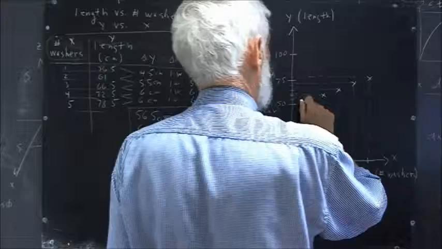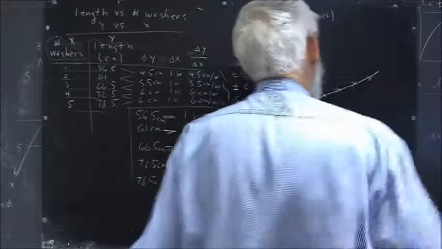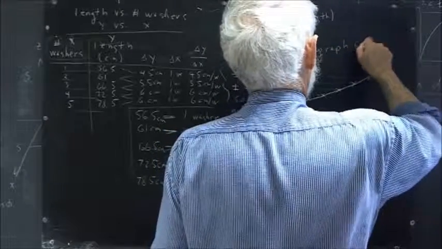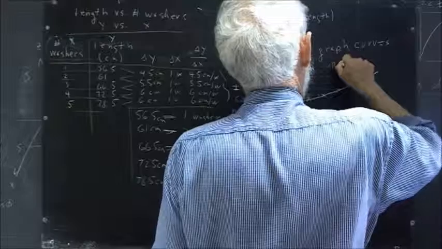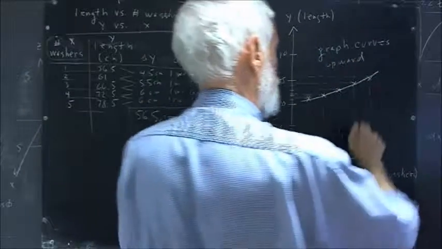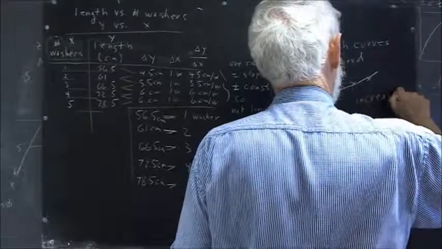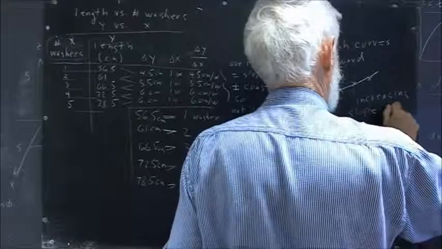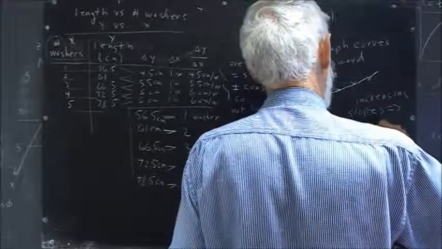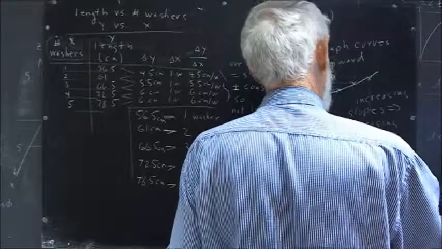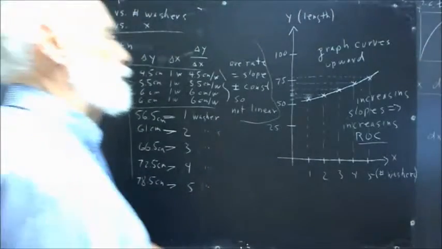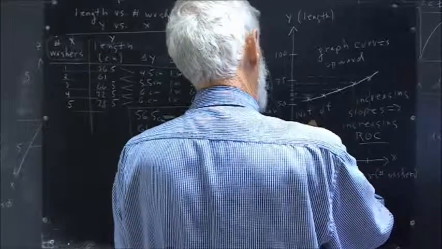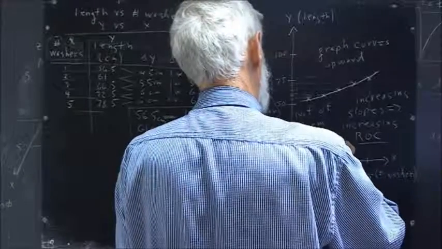So it appears that the trend here is for some sort of upward curvature, not linear. The graph curves upward. It has increasing slopes. At least the trend is for the slopes to increase. So increasing. Now I'll use ROC for rate of change. And it's not of the form y equals mx plus b.